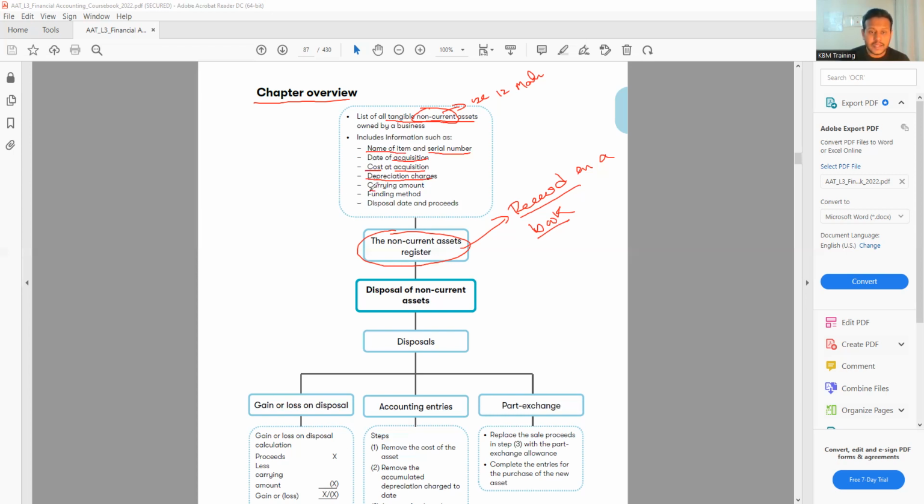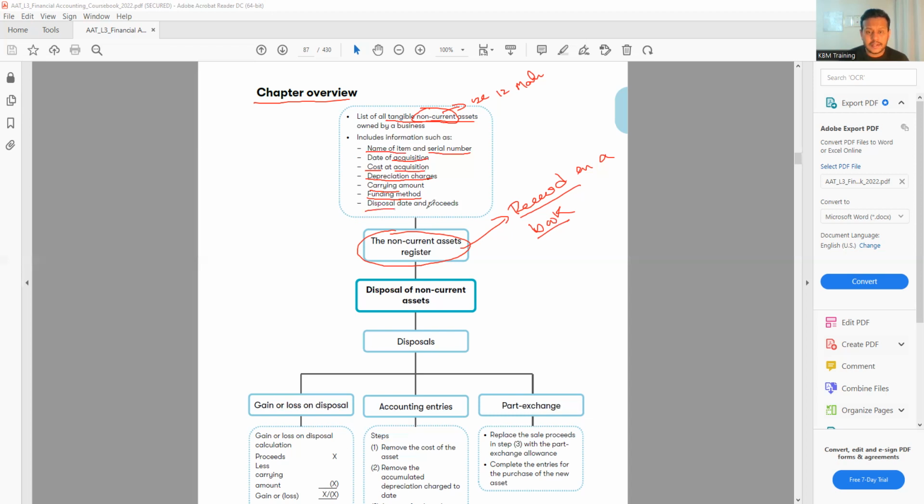Then carrying value. Carrying value means the cost minus depreciation. So from the cost, if we take away all the depreciation, the balance we have, we call it carrying value. Then you have to record the funding method. What is the funding method? Funding method is all about how we made the purchase. What was the option we used to make the purchase? Did we pay everything immediately in cash? Or did we pay later on? Did we buy the asset with a loan? Did we buy the asset with a lease? So whatever finance option we use, we're going to record there.